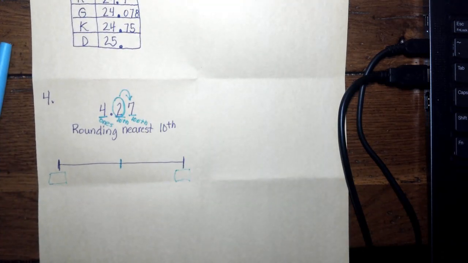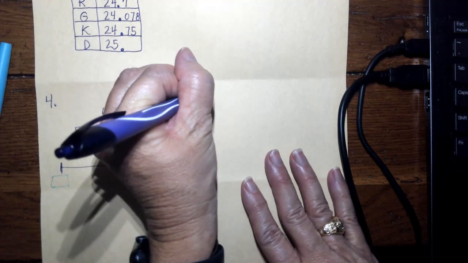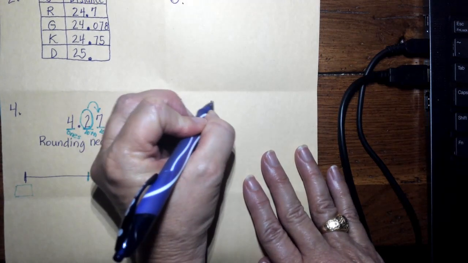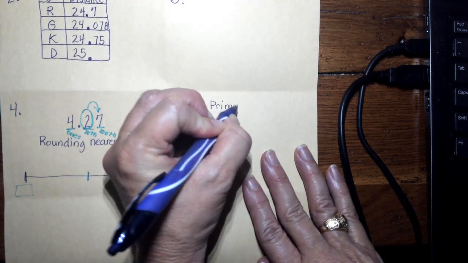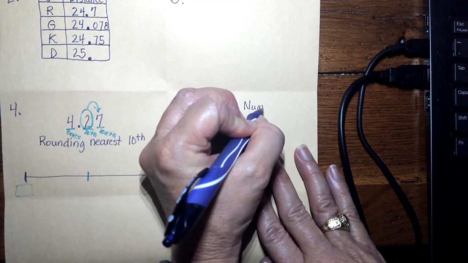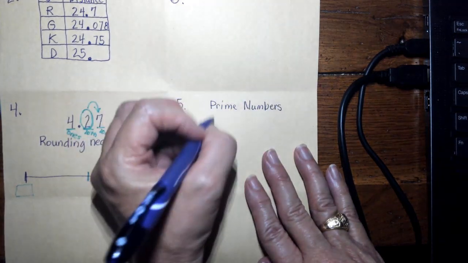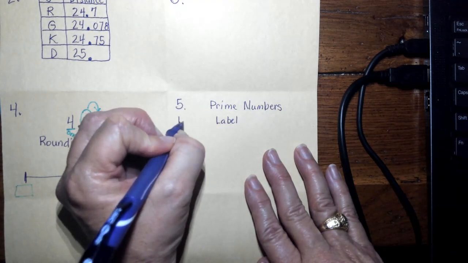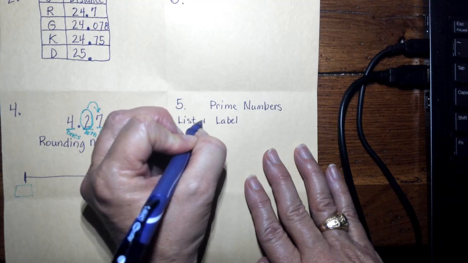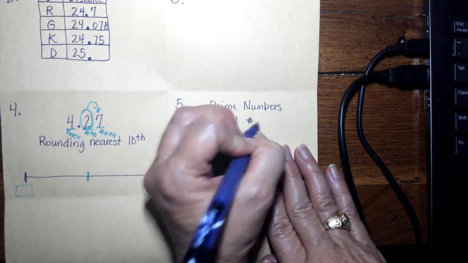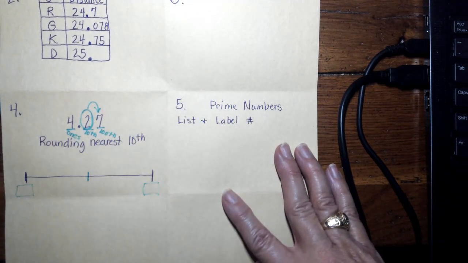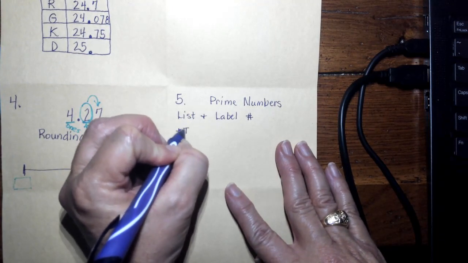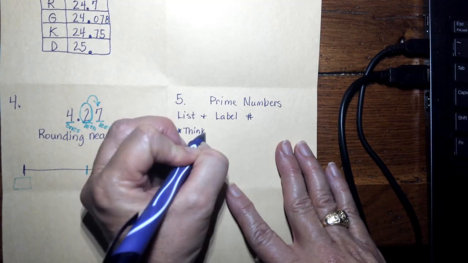Moving on to number 5. Number 5 is a question about prime numbers. For this question, I would get out my factor book and I would label the numbers. I would actually list the numbers and label the numbers, okay? So list and label, think about the factors that give you the number.